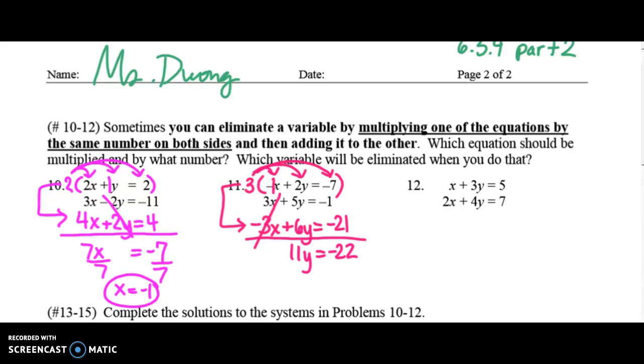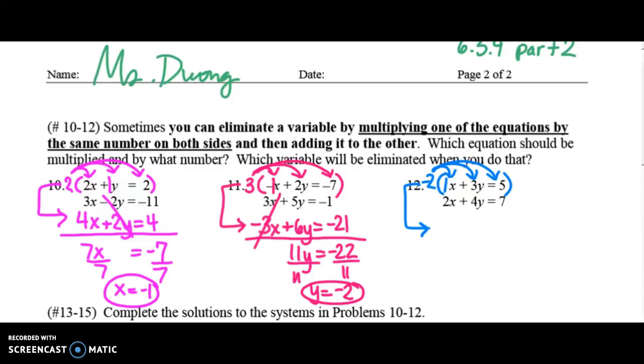3x and negative 3x cancel out because the x is eliminated. 5y and 6y become 11y. Negative 1 and negative 21 become negative 22. Divide both sides by 11. I get negative 2 for y. I will go back and solve for x in the next step.